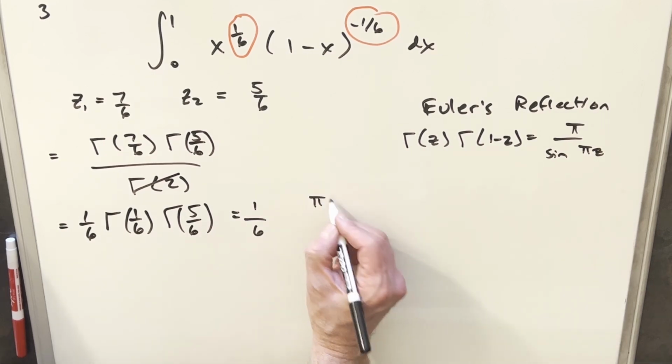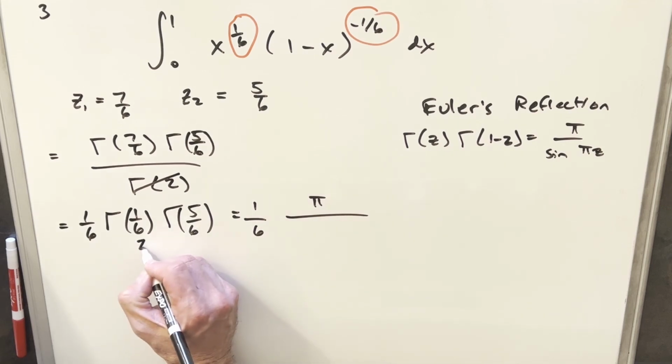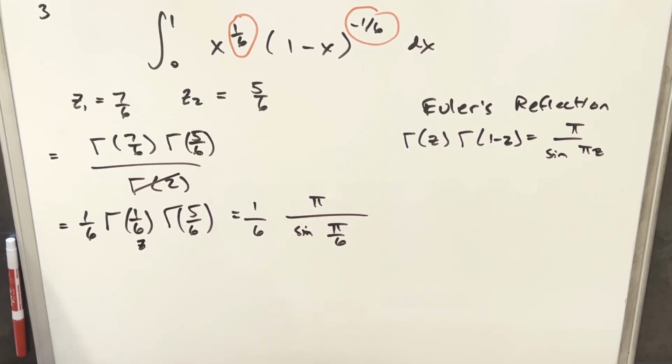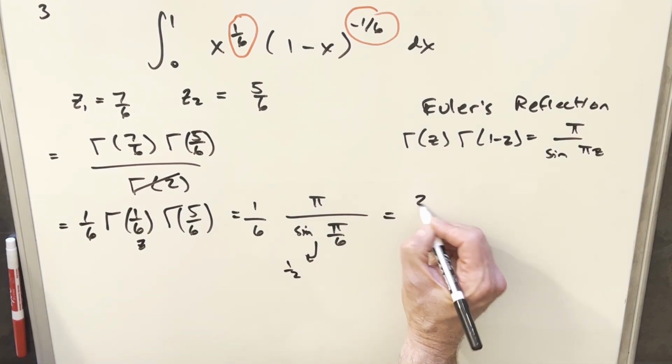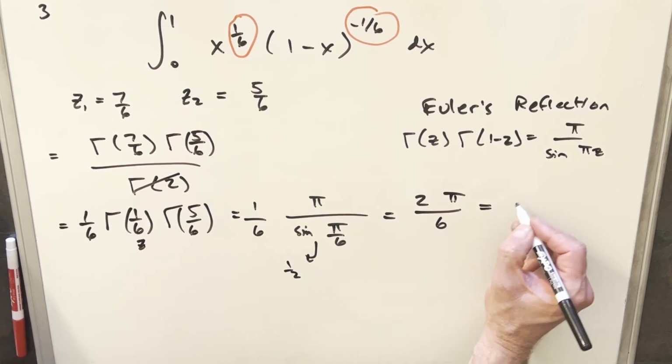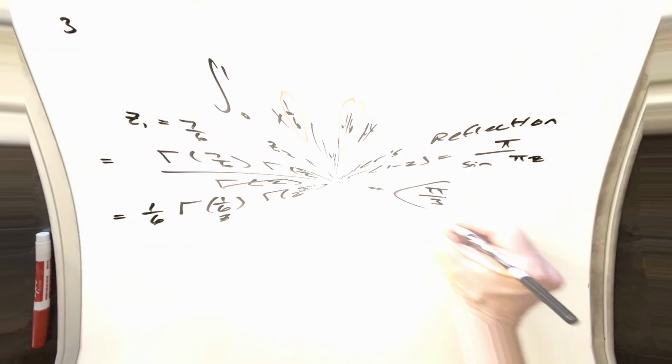And so let's do that, but we just have to have our 1/6 in front. Then using this, we're going to have pi in the numerator. We'll call this our z as 1/6, so we're going to have sine of pi over 6 here. But we know this value is actually just 1/2. So we're going to have 2 pi over 6, but that's actually going to reduce to just pi over 3. So that's it, we'll stop it there.